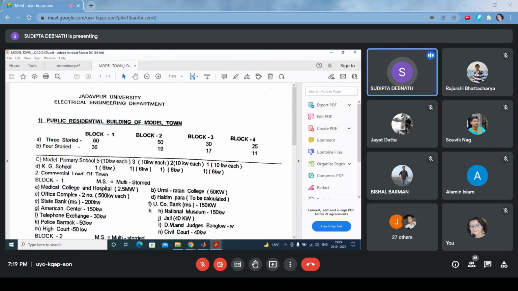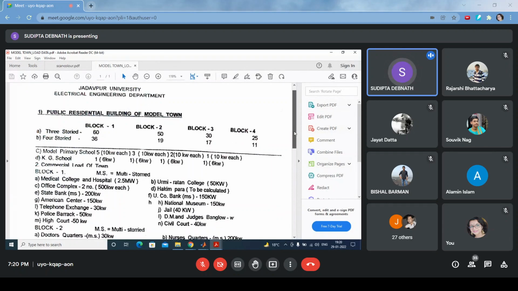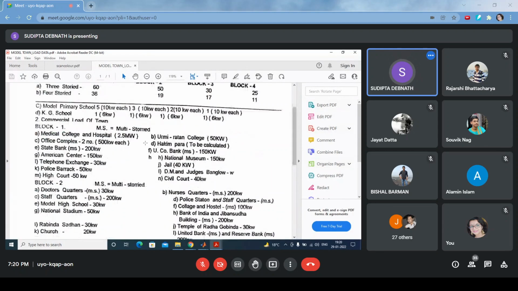Primary school is given, this is for block 1, this is for block 2, this is for block 3, this is for block 4. And KG school is also given here. And the loading of block 1, block 2, block 3, block 4 are given. You neglect this MS, multi-storied. You need not consider multi-storied. And see here it is given commercial load of town.